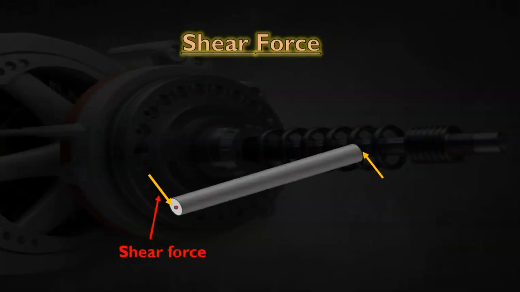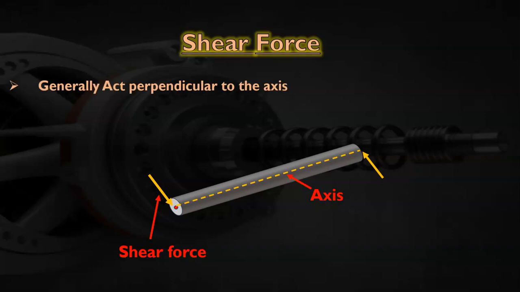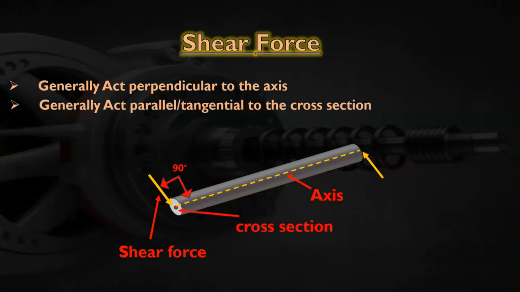Another category of force is shear force. The shear force is marked in the cylinder shown in the figure. The shear force generally acts perpendicular to the axis. So the angle between the axis and the shear force is 90 degrees, and it generally acts parallel or tangential to the cross section. The cross section is shown and the shear force acts parallel to that.